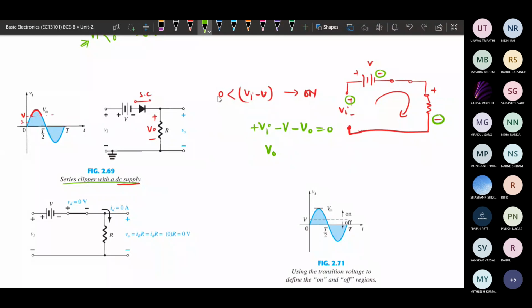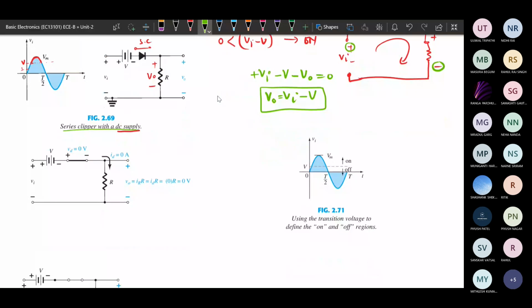So the output voltage that we will be getting, by transferring, is V input minus V. So if the diode is on, the output that we will be getting is V input minus V. In case it is positive, like it is turning on, we will be getting the output voltage that is V input minus V.